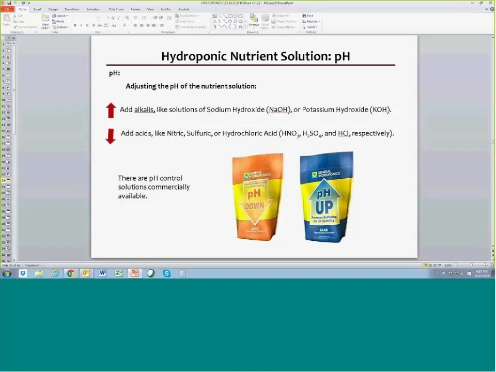On the contrary, if you have an alkaline situation, you need to reduce the pH, and then you're going to go into acids. To lower the pH, the typical acid formulations are based on nitric acid, sulfuric acid, or hydrochloric acid. So you can adjust pH using some of these materials that are available in the market. Next.